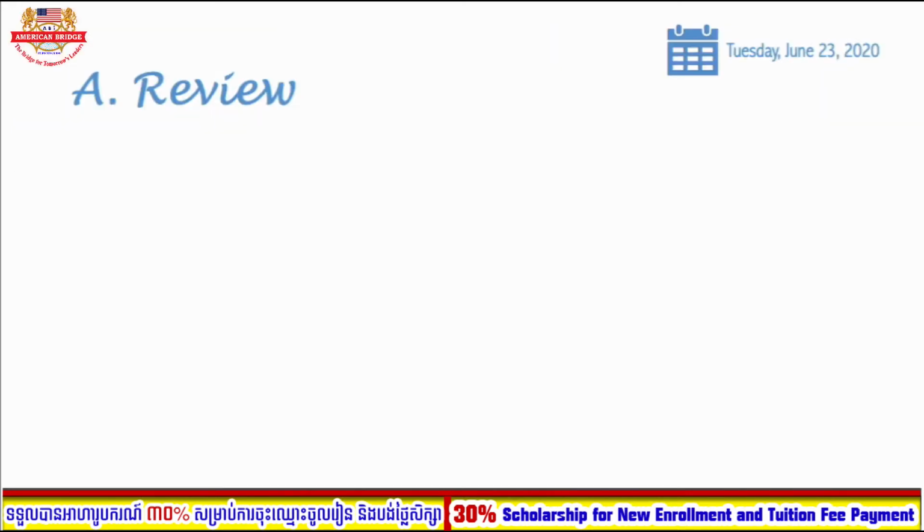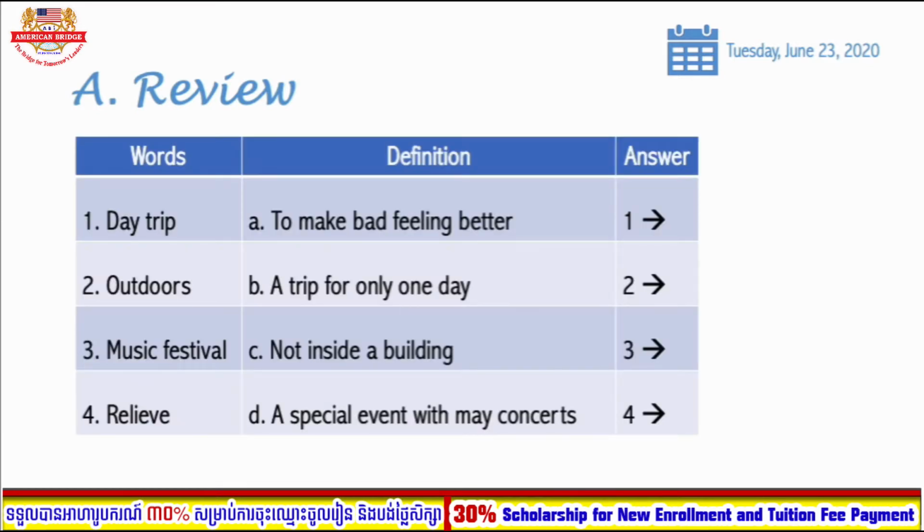Very good. So here are some of the vocabulary I would like to review with all of you. So there are 4 words, and each word I already give you the definitions. What you need to do here is only to write down the letter that match the words. Let's say number 1, day trip. So what is the correct definitions? A, B, C, or D. Alright, so spend around 1 minute to figure out the answer.